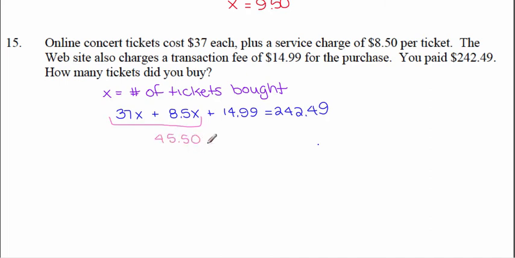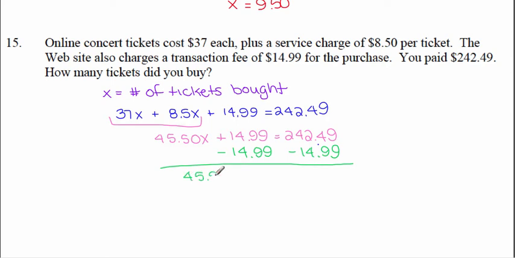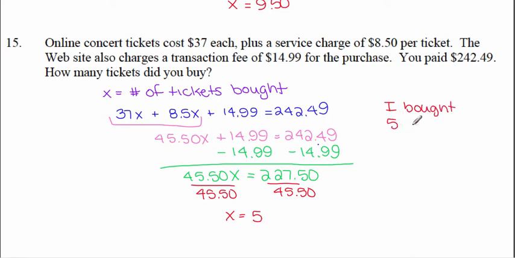I'm going to go ahead and combine my like terms, giving me 45.50. Move my $14.99 over by subtraction. And now divide both sides by 45.50. And I have x is equal to 5. So I bought 5 tickets.